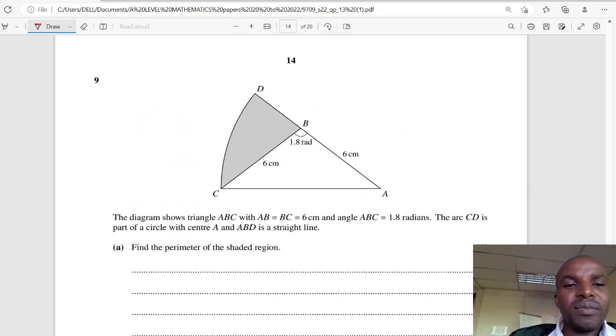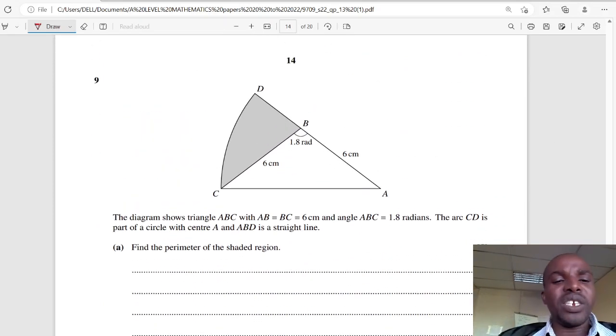They said, right, this one is circular measure. The diagram shows triangle ABC with AB equals BC, which was 6 centimeters, and angle ABC 1.8 radians. The arc CD is part of the circle with center A, and ABD is a straight line. Find the perimeter of the shaded region. Perimeter of the shaded region.